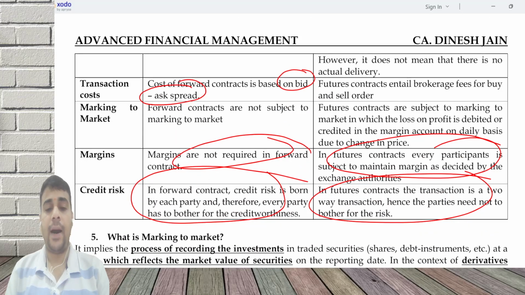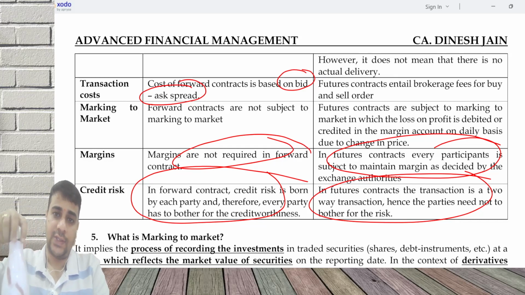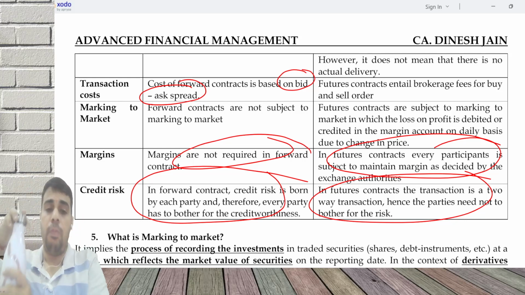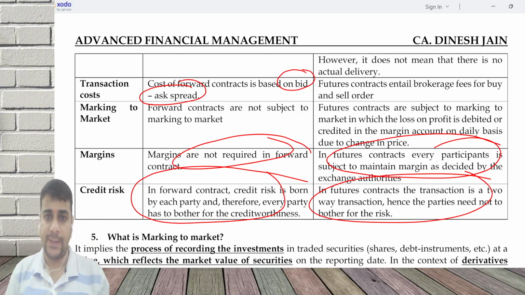What is marking to market? See, in a derivative instrument, the value of the underlying asset changes on a daily basis, because of which the value of the derivative also changes on a daily basis. When we were solving derivatives questions, we saw the concept of maintenance margin and initial margin. So this marking to market is basically an extension of that concept.